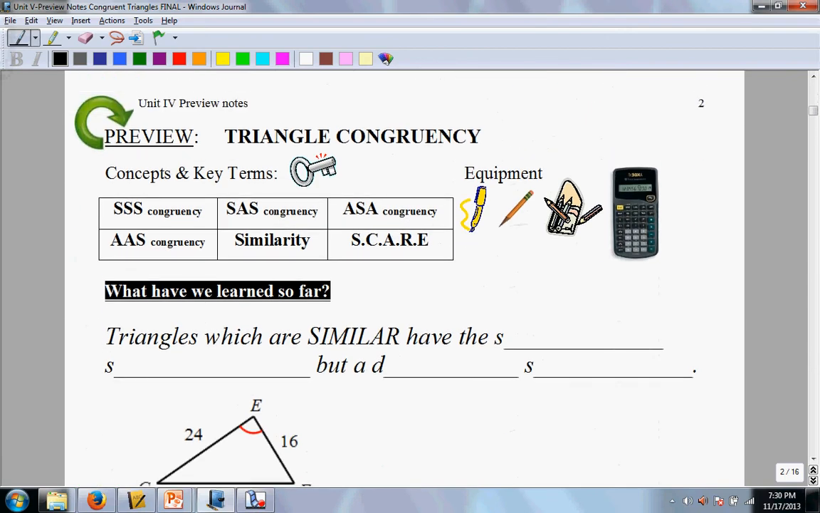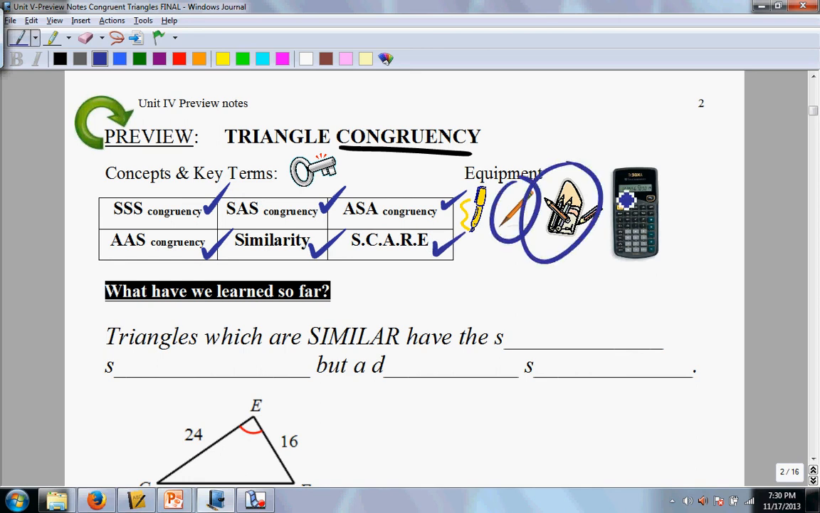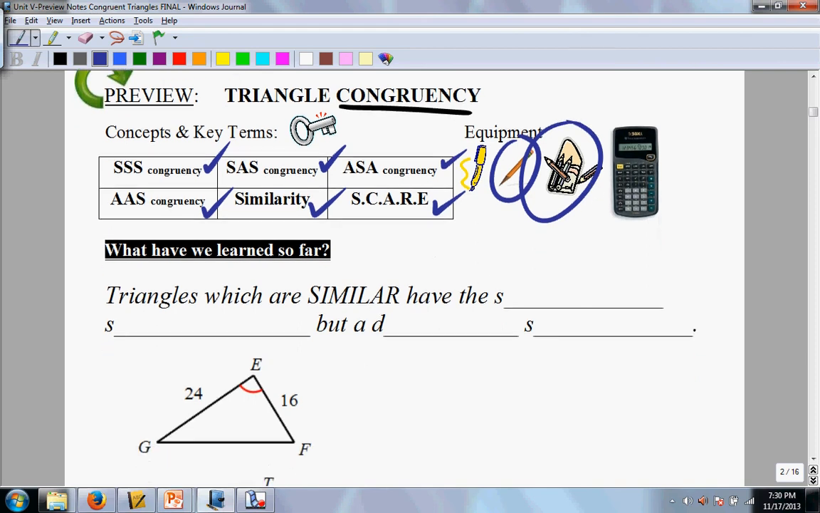So now we're going to switch from triangle similarity to triangle congruency. Here are some key words you need for this lesson. Side, side, side congruency. Side, angle, side congruency. Angle, side, angle congruency. Angle, angle, side congruency. The concept of similarity and scale. You should also have a pencil and colors handy.